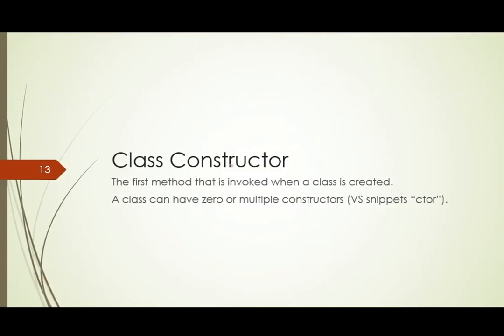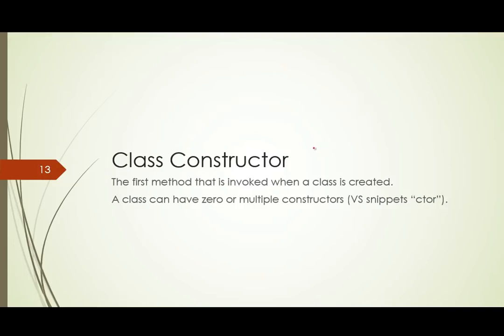So let's see a class constructor. When a class is created, the constructor is the first method that is invoked. A class could have zero or multiple constructors. Even though a class doesn't have a constructor, it will call the constructor implicitly. So the constructor is always called whenever you call new Person, implicitly, even though there is no constructor. When you write a constructor, it is explicitly called.